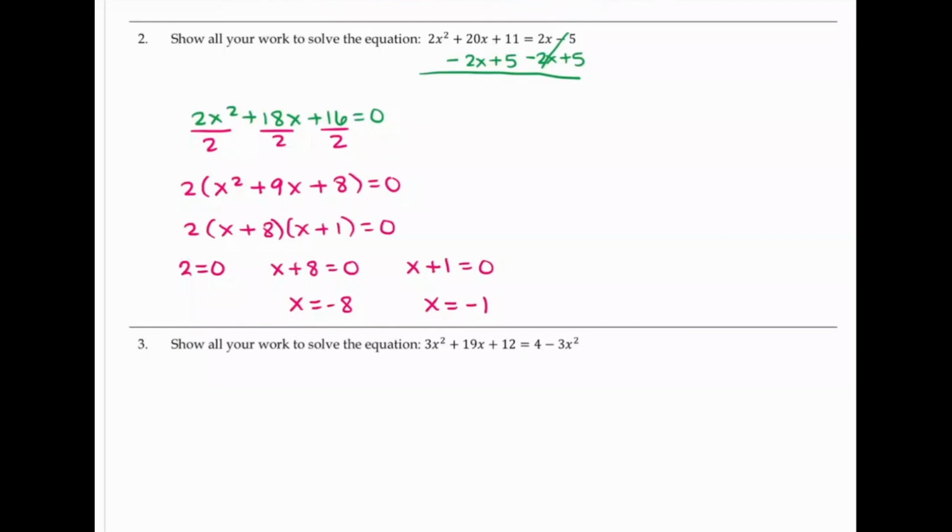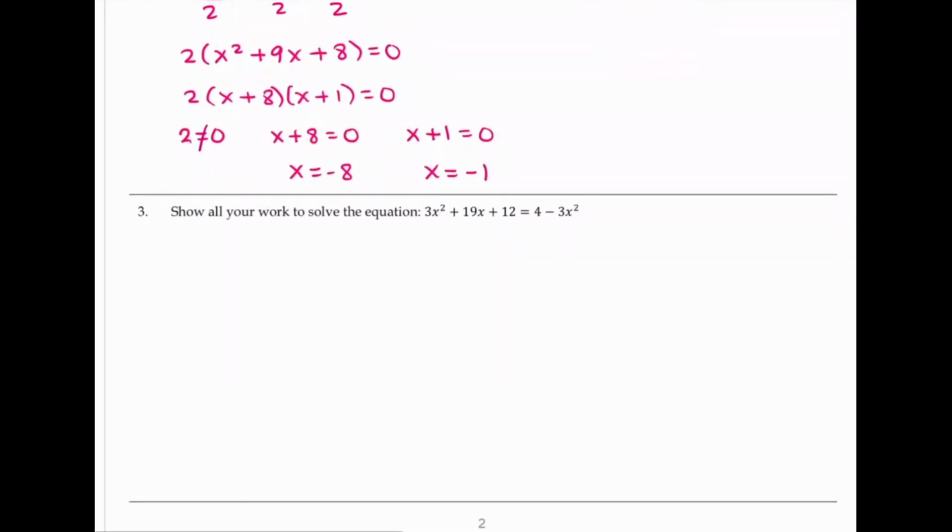I have a statement that is 2 is equal to 0, which is false. I'm just going to cross that out. So my solutions are x is equal to negative 8 and x is equal to negative 1. And the last one, we have another one in which we need to set it equal to 0. So I'm going to let you guys try this one out. This one will be an AC method, so you can try the way I showed you, or you can do your grouping method of AC method, and we'll just compare our answers.